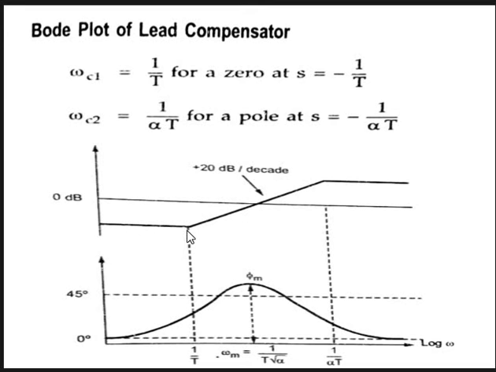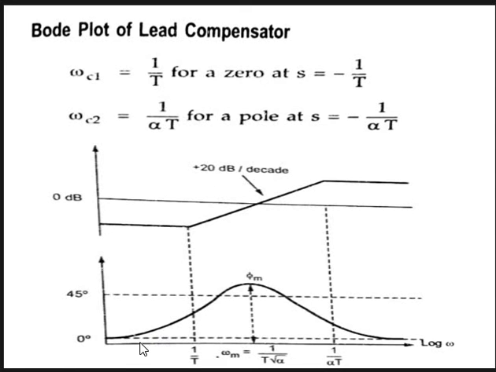Up to the corner frequency, it is constant. After the corner frequency, this is the zero corner frequency, it will be increasing 20 dB per decade. After that, this is the second corner frequency, 1 by alpha T. After the second corner frequency, the pole characteristics are decreasing 20 dB per decade, and the zero characteristics are increasing 20 dB per decade. Both are cancelled, again constant. So this is the magnitude plot.